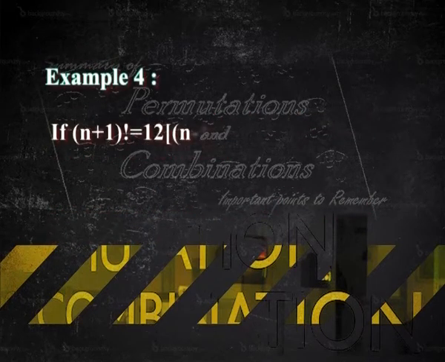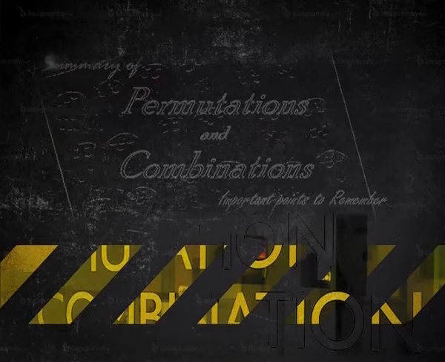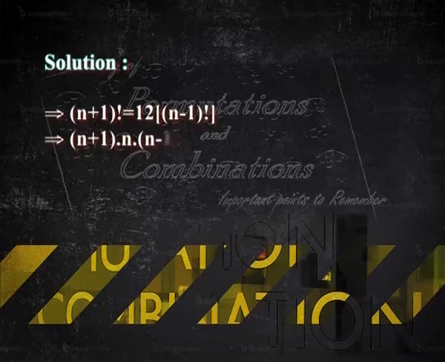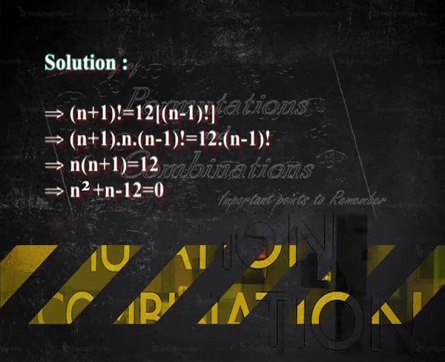If n plus 1 factorial equals 12 into n minus 1 factorial, then find the value of n. The solution is: n plus 1 factorial equals 12 n minus 1 factorial, that is what is given in the question. Now this becomes n plus 1 into n minus 1 factorial equal to 12 into n minus 1 factorial. So on both sides, n minus 1 factorial gets cancelled and we are left with n into n plus 1 equal to 12.